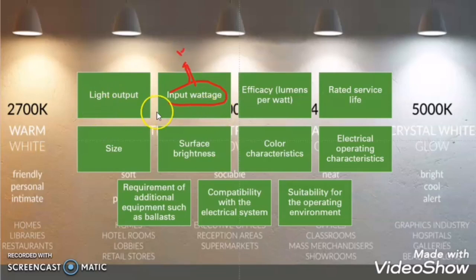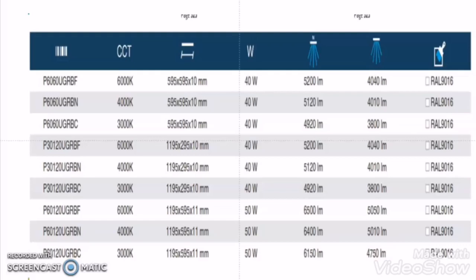Other than that, the decisive factor for selecting any light fixture or luminaire is the efficiency, meaning how much luminance it is giving per watt. What does it mean? Let us take an example to understand this. You can see that this light is consuming 40 watt, this light is also consuming 40 watt, and this light is also consuming 40 watts, okay?